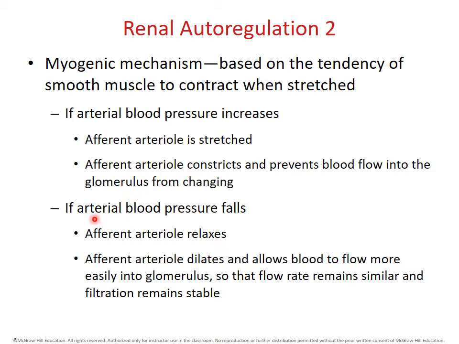And of course, in the opposite direction, we get the opposite reaction. So if arterial blood pressure falls, then the afferent arteriole relaxes. There's less pressure, less stretch on the wall of the arteriole. At that point, the afferent arteriole will dilate and will allow greater flow into the glomerulus so that the flow rate and pressure tend to remain consistent again. And so this is known as the myogenic mechanism. It's an automatic reaction of the afferent arteriole to changes in systemic blood pressure that help dampen those changes at the glomerulus.